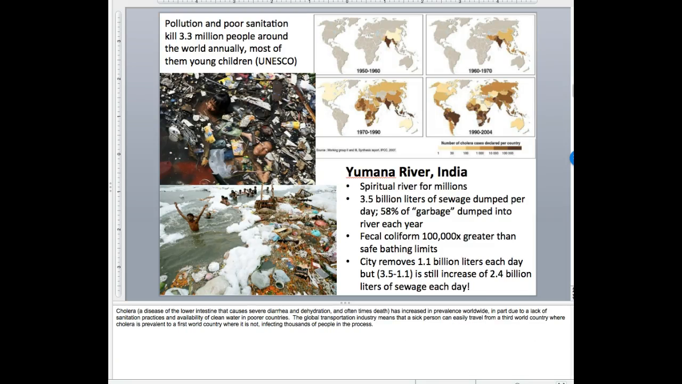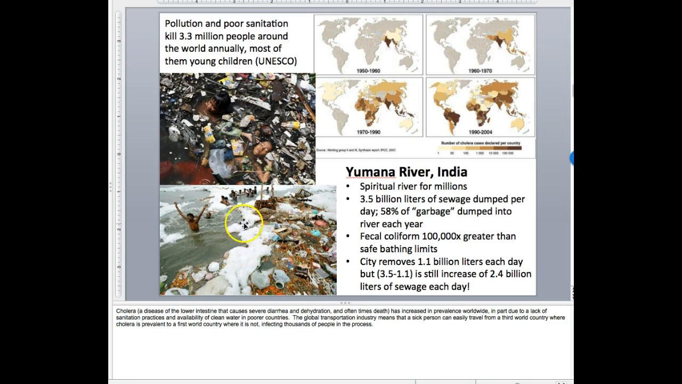Here's a little bit of an example. The Yamuna River in India is considered to be a spiritual river for millions. But in this river, there are 3.5 billion liters of raw, untreated sewage dumped per day, and 58% of all of the municipal solid waste produced along the Yamuna River is dumped into the river each year. The fecal coliform levels, remember, that indicate the potential for waterborne disease, are 100,000 times greater than safe bathing limits. And yet, as these pictures show, you have people every day bathing in the river.